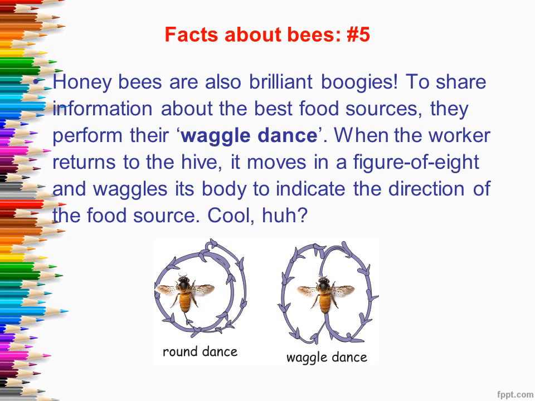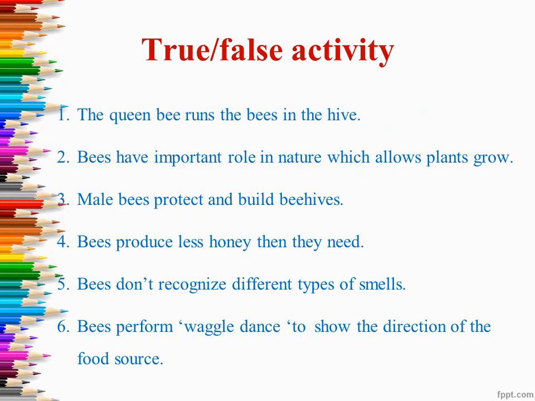Honeybees are also brilliant boogies. To share information about the best food sources, they perform their waggle dance. When the worker returns to the hive, it moves in a figure of 8 and waggles its body to indicate the direction of the food source. Cool, yeah? Okay.